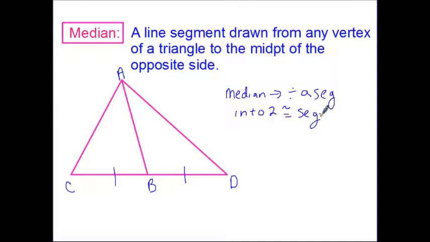Now, how does this differ from a bisector? A median has to come from a vertex of a triangle. That has to be its starting point, whereas a bisector can come from any point.